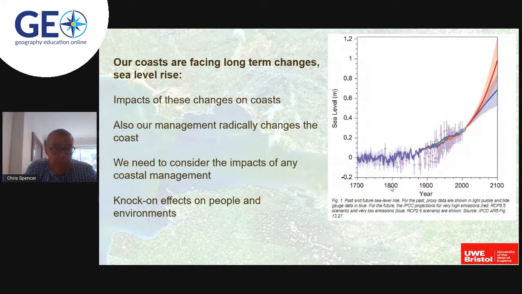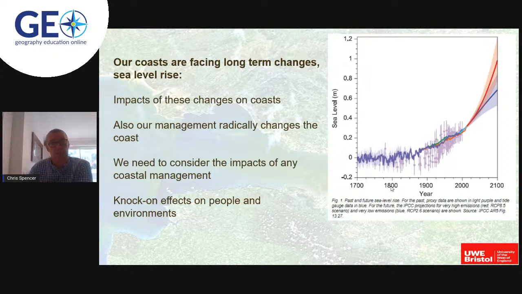There's all of the management we're putting into the coast. How does the coast respond to that? When we put in groins, we disrupt longshore drift. We're trapping sediments in one location because that's where we want them to protect our development. But that means that sediments aren't going somewhere else. What's the impact of that? How does that set of coastal landforms respond?